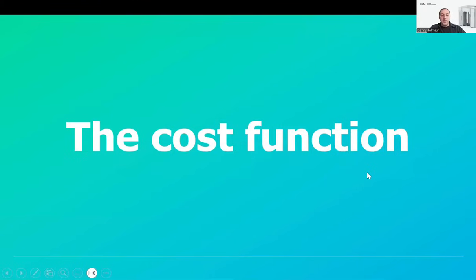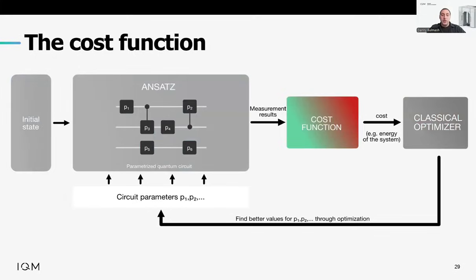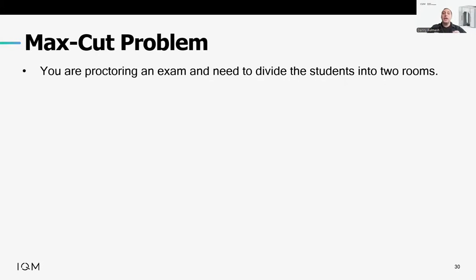So let's focus in on the cost function. Remember, the cost function is the thing that we want to optimize. So let's try to understand a problem that we could apply this sort of algorithm to, so that we can understand better what we're optimizing. We're just going to start from a problem, no quantum mechanics yet. Okay, so this problem is called the max cut problem.